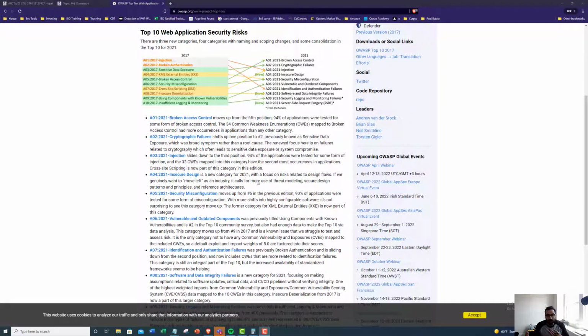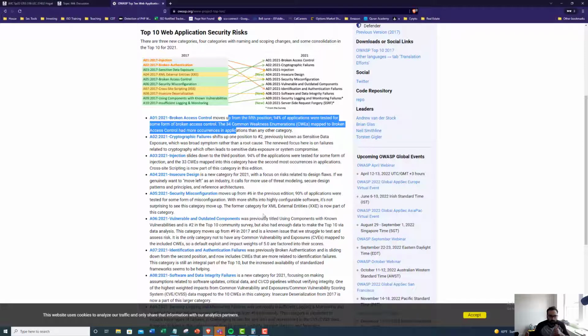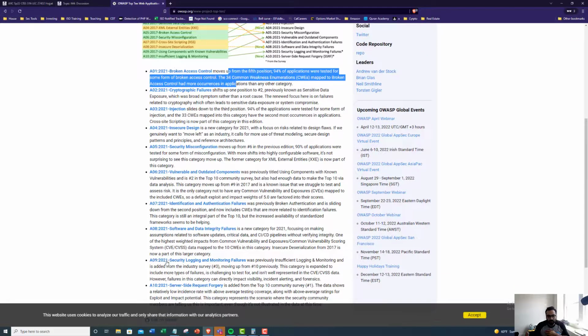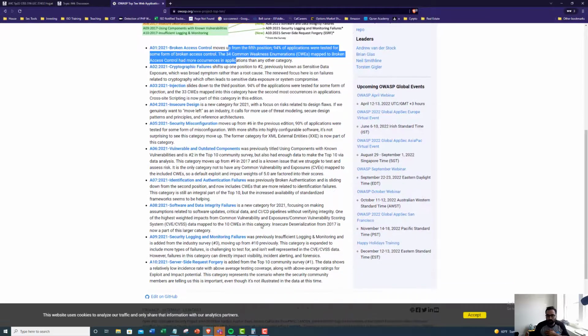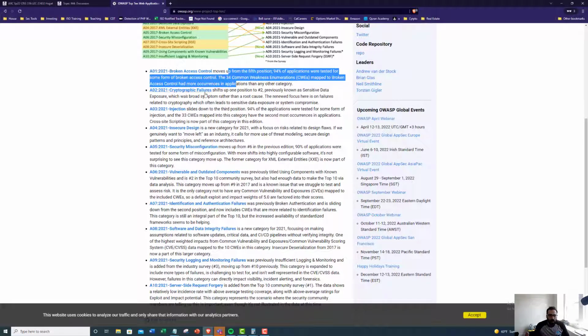As for 2021 right now, because 2022 hasn't come out yet, the number one way that a threat actor exploits or gains access to a web application is through some type of broken access control. Then it lists the top 10 ways a hacker will try to infiltrate and break into a web application. So we have broken access control, cryptographic failures, injection, insecure design, security misconfiguration.